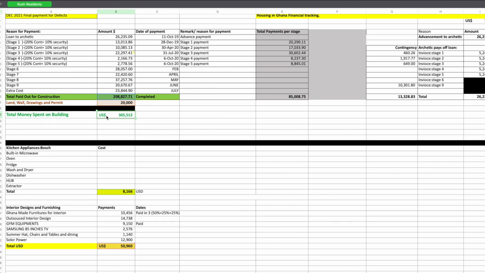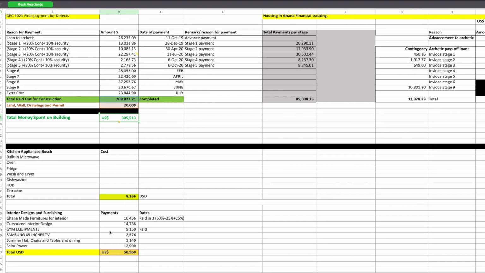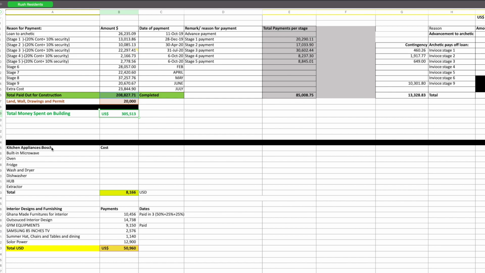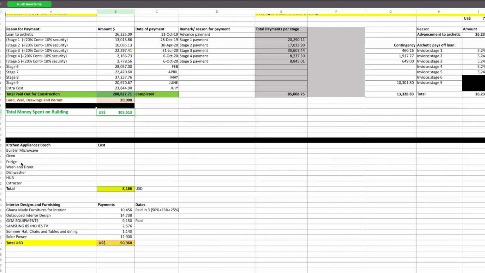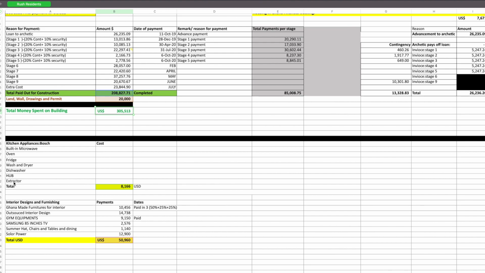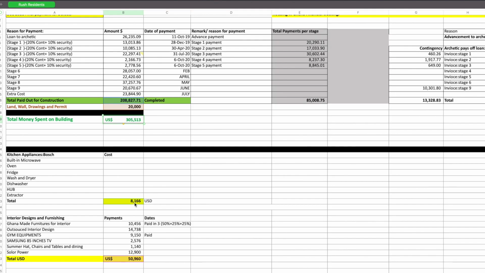$305,513, and that's the total amount that I spent, and that includes everything. I bought Bosch appliances, all bought in Ghana: built-in microwave, oven, fridge, dishwasher, dryer, wash and dry, hob, extractor. I spent 8,000 and some change to buy this. You can see the amount here.